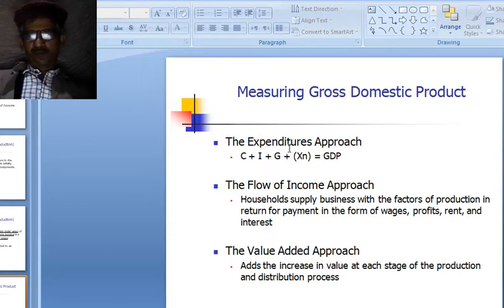And the third expenditure is G, which is government expenditure. In every country, there are different types of governments, from local governments to federal governments. And all these governments pay different expenses, salaries, wages, and they purchase various items, weapons, build roads, and many other things.